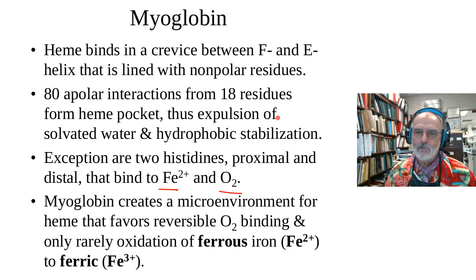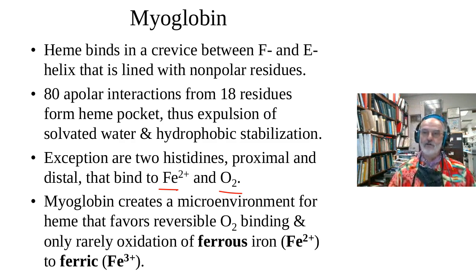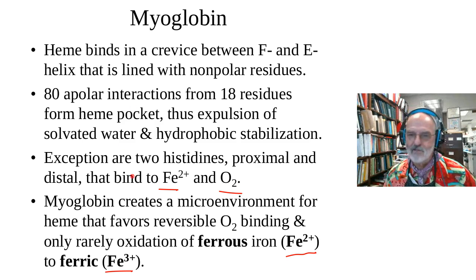So the myoglobin structure fold creates a microenvironment for heme that favors reversible oxygen binding and only rarely oxidation of ferrous iron to ferric iron. So normally we want Fe+2, and this microenvironment is preventing the oxidation to Fe+3.